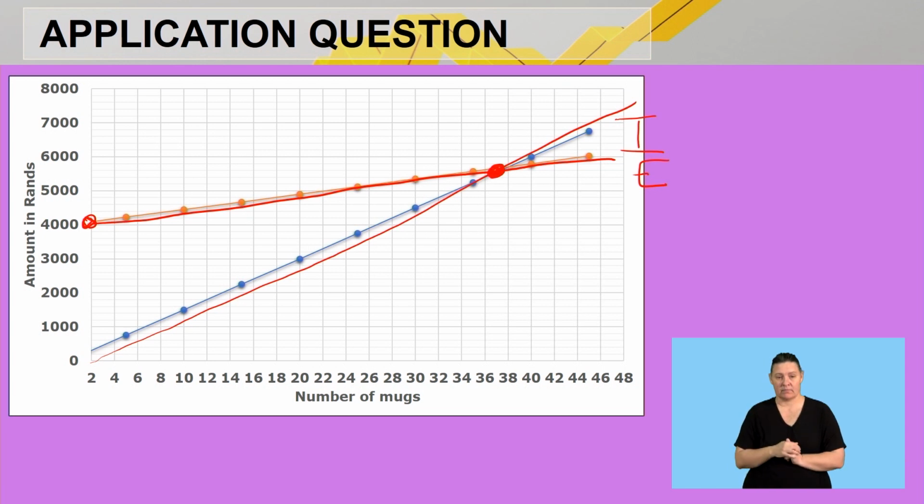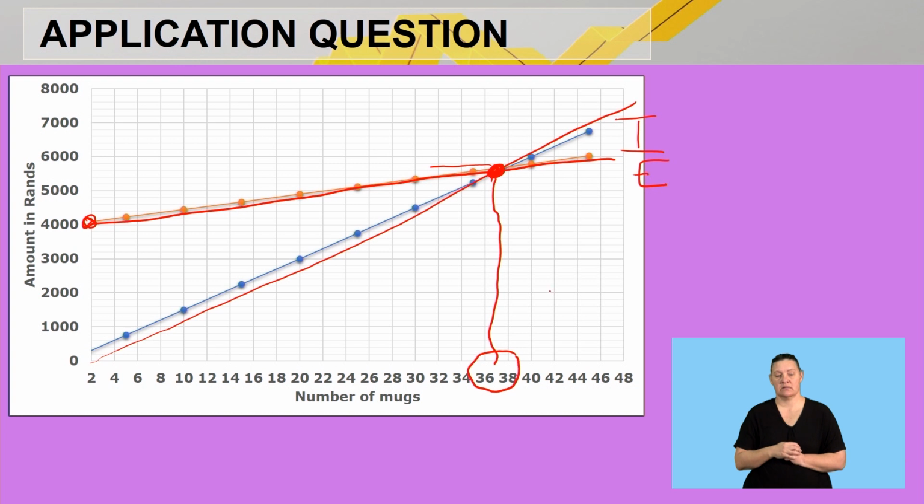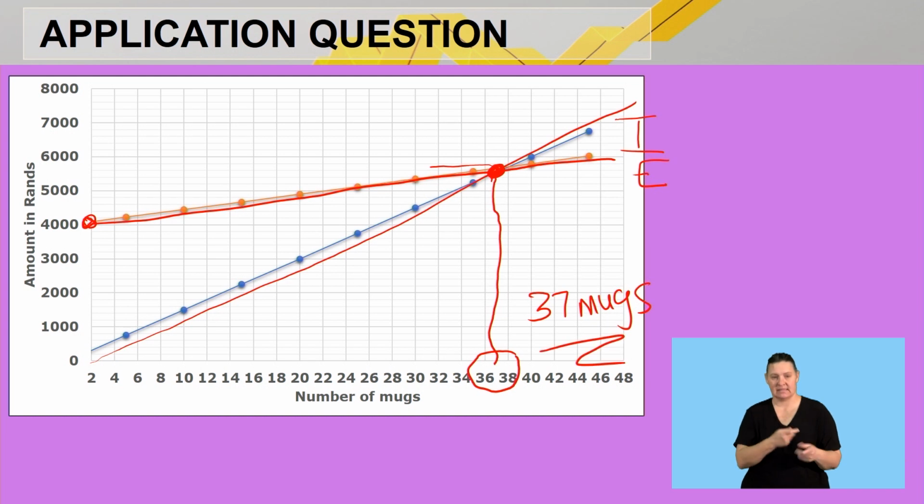So if we look at this, how many mugs should he sell in order to break even? So now we're going to take it all the way down, sorry for the very skew line, and we're going to take the money, and then you'll see it is round about 37 mugs that he needs to sell in order to break even.